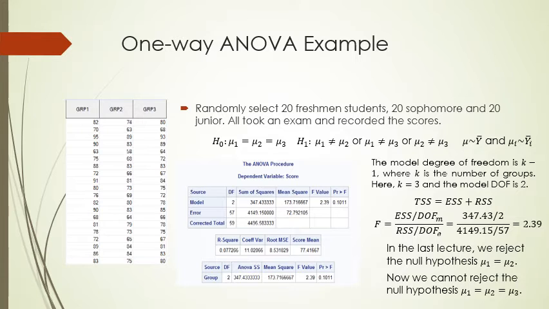The null hypothesis is all the group means are equal, and the alternative hypothesis is at least one pair is not equal. Here, mu1 is the mean score of freshmen, mu2 is the mean score of sophomores, and mu3 is the mean score of juniors. The left table is the SAS dataset, and the three columns are the scores in each group. Since it is a random sample, the group sizes are equal and greater than 10.